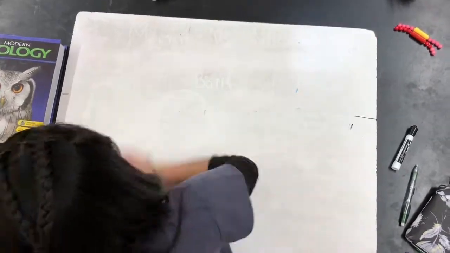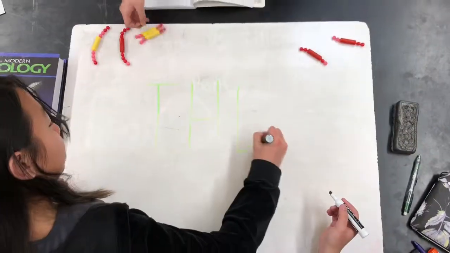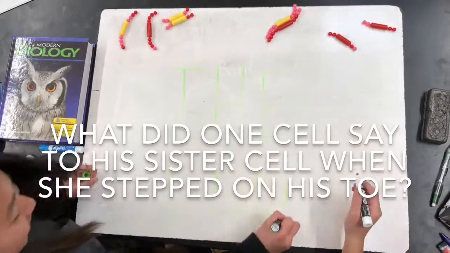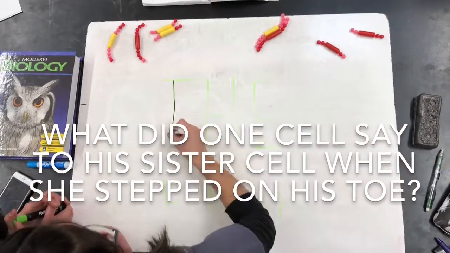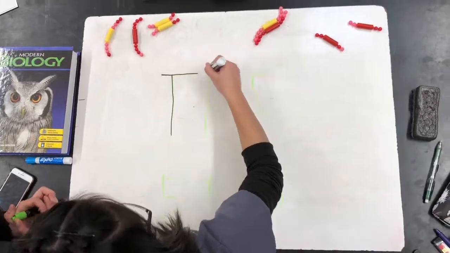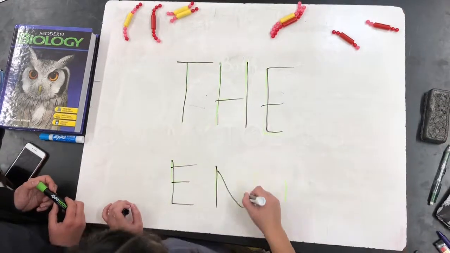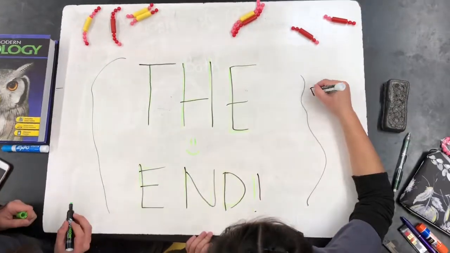Thank goodness we finally reached the end. Now for a joke. What did one cell say to his sister cell when she stepped on his toe? Ow. Mitosis.